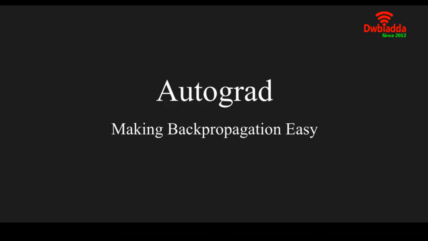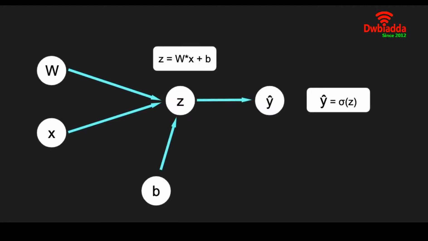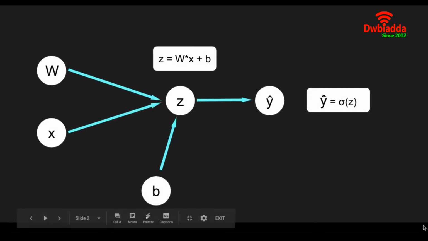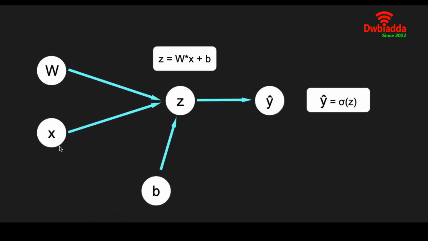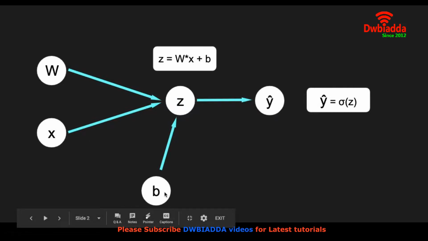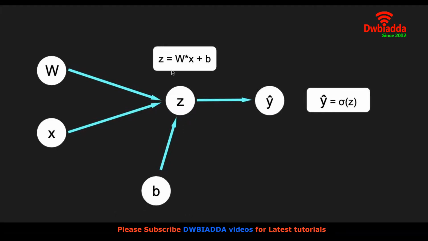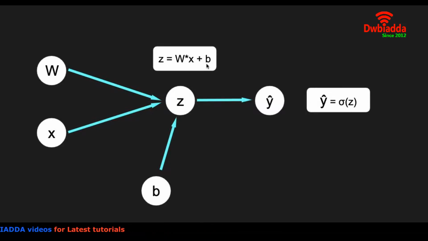So let's first understand what is backpropagation and what is forward propagation in a neural network. Let's say we have this simple neural network where I have only one neuron and only one input data, that is X, and X has a weight of W and a bias of B. So in this neuron, we have Z equals W multiplied by X plus B. So it's a straight linear equation.